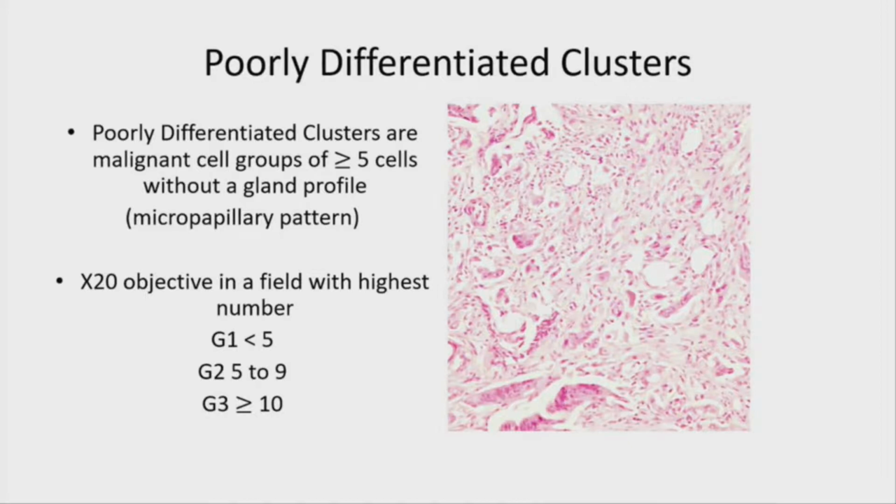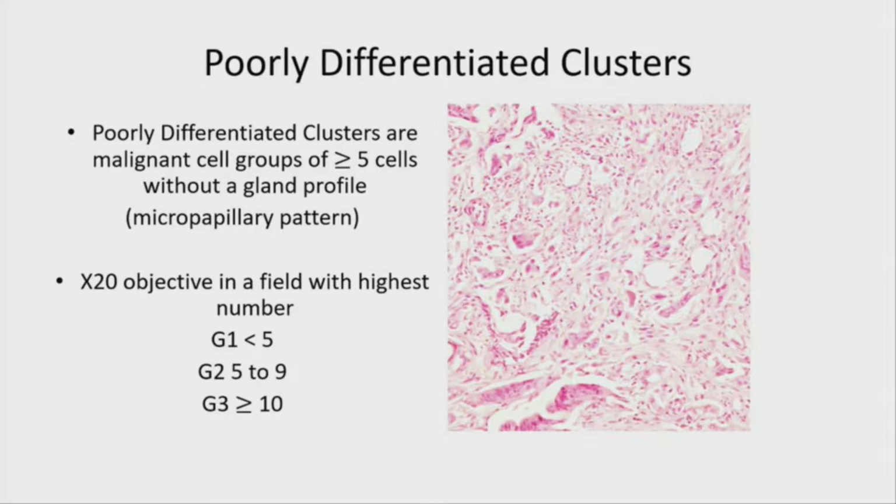Well, there's recognition that you can see what is defined as poorly differentiated clusters as a more objective evidence of poorly differentiated carcinoma, and they are malignant cell groups of more or equal to 5 cells without a gland profile. They have been described by many as a kind of micropapillary pattern. And you're looking to grade that depending on the number that you see within a medium range objective.